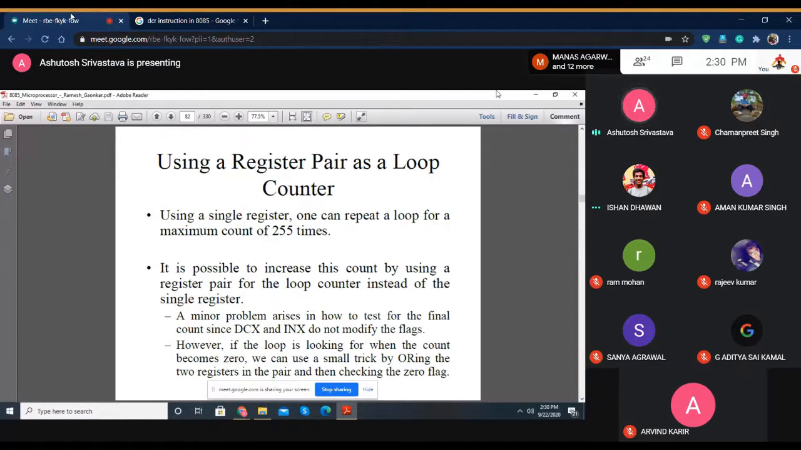So if you want to push this limit, either you go for a 16-bit microprocessor, which was not existing at that moment, or with the 8085 microprocessor, which has a maximum capacity of 8 bits, and each register is having a maximum capacity of 8 bits, it could be done by using a register pair.